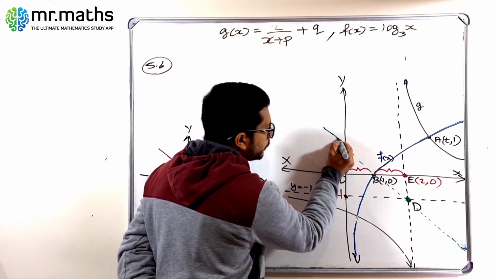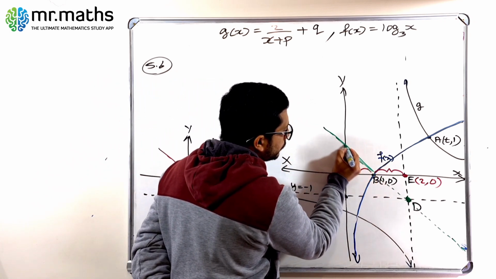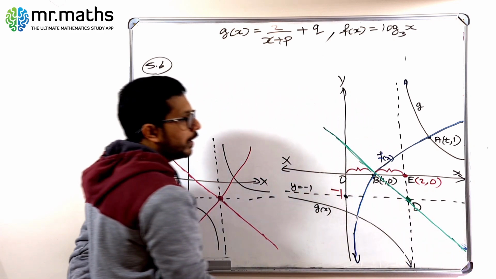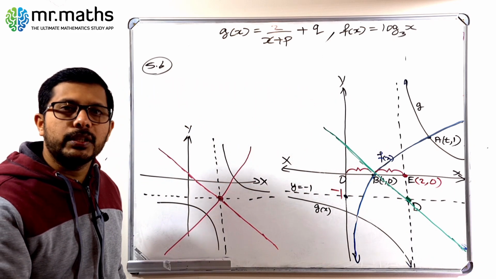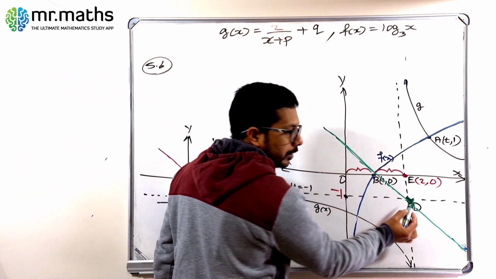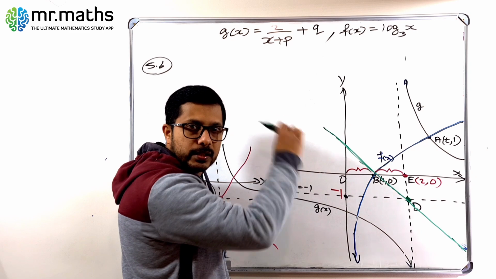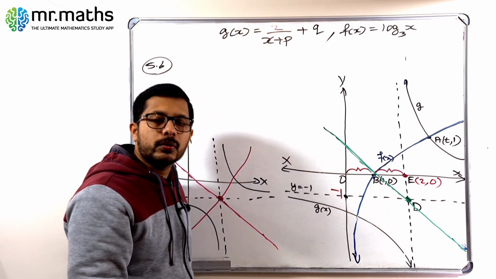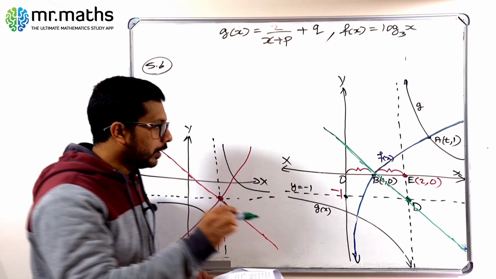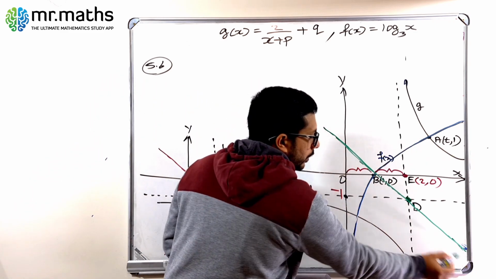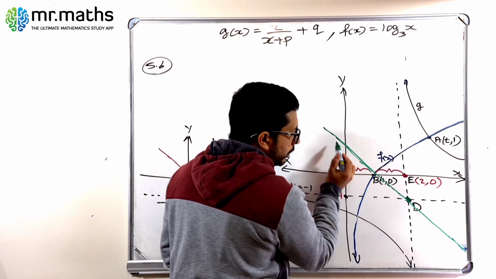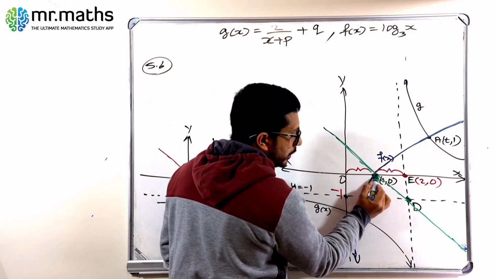This line is the axis of symmetry having negative gradient. Here you can see that this axis of symmetry passes through this intersecting point, and it has a negative gradient. And what is the question? You have to find the point of intersection of this f graph and the axis of symmetry. Here you can see that this f graph and this axis of symmetry are intersecting at this point.